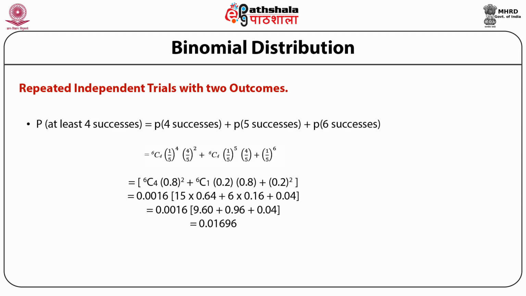Second is the probability of at least 4 successes. At least implies the probability of 4 successes, plus the probability of more than this, that is the probability of 5 successes plus 6 successes. Only 6 trials are done, so up to 6 successes. We will calculate all the 3 probabilities, then we will take the sum of these 3. That will be the required probability of at least 4 successes.